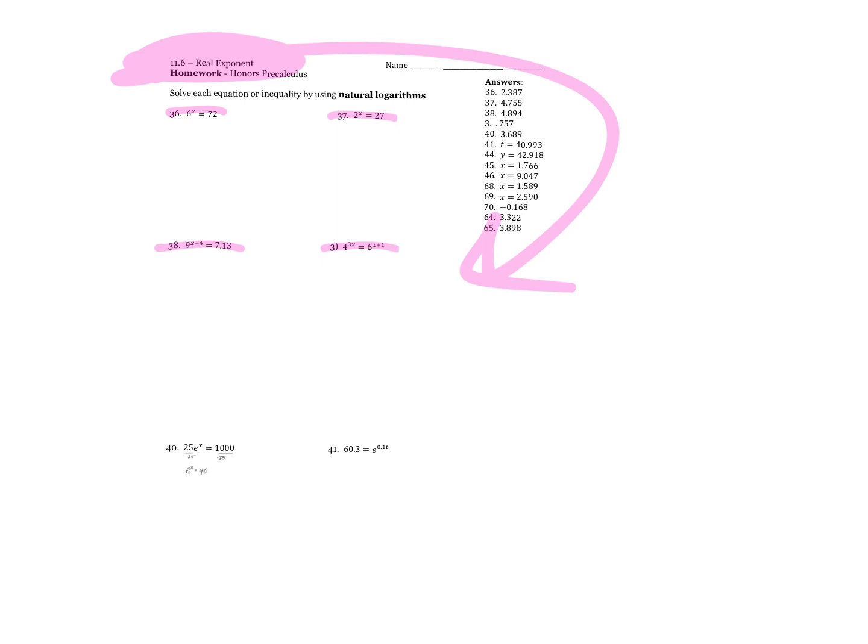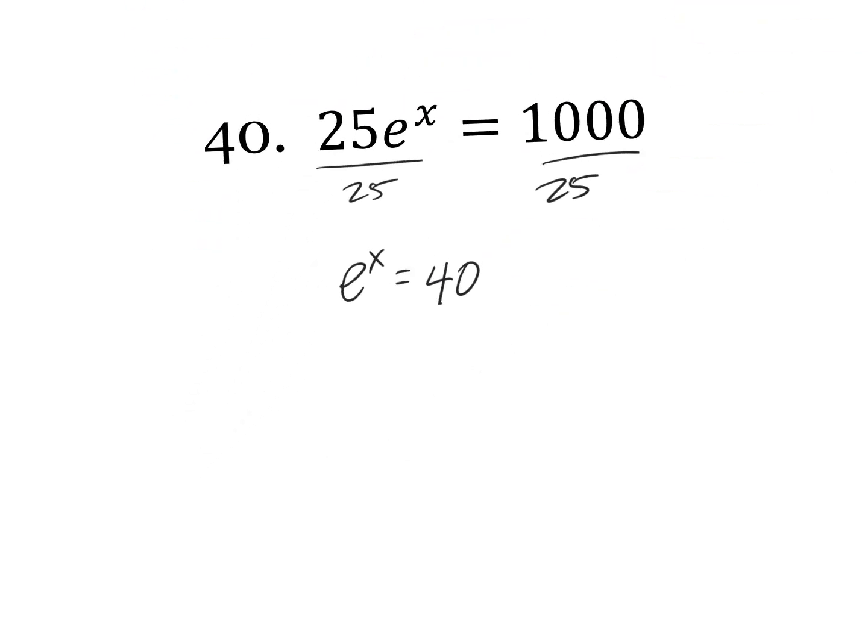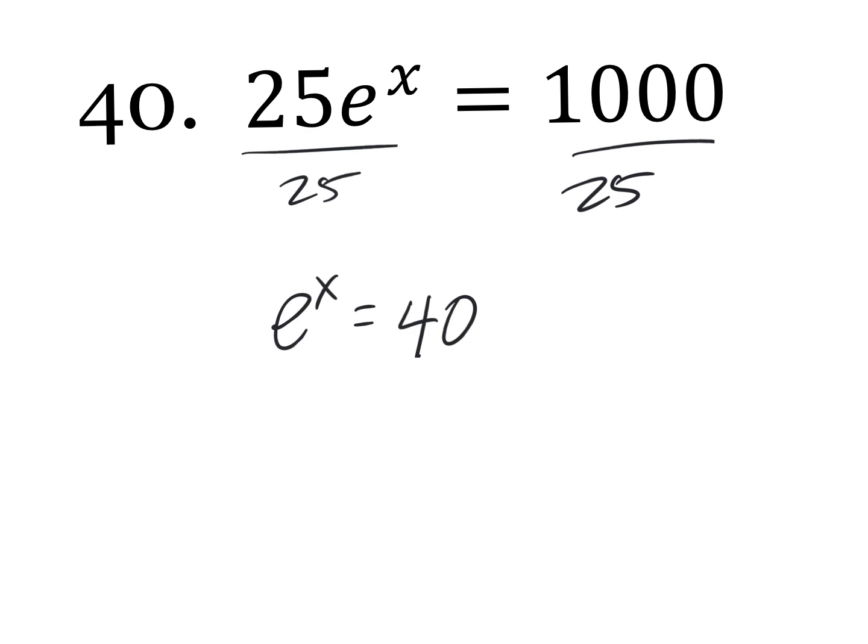Okay, real fast. We're on 11.6, number 40. Ms. Smith said let's divide by 25 first. When we've got E, is natural log or log a little bit more convenient? Natural log, why is that? Ooh. I'm left with x ln of e.